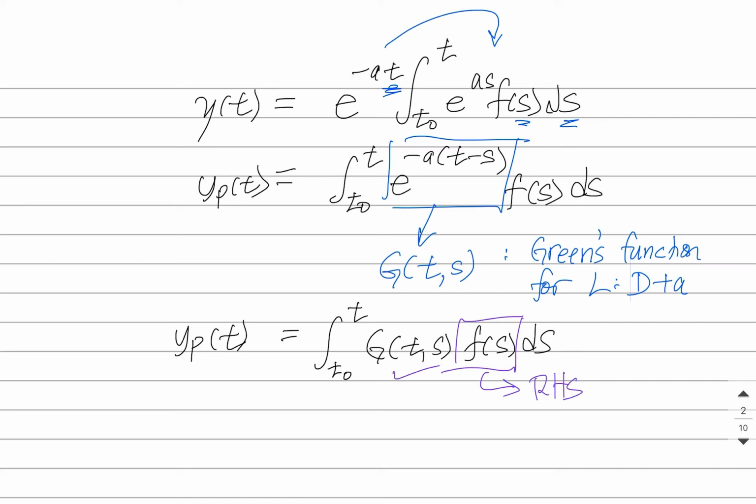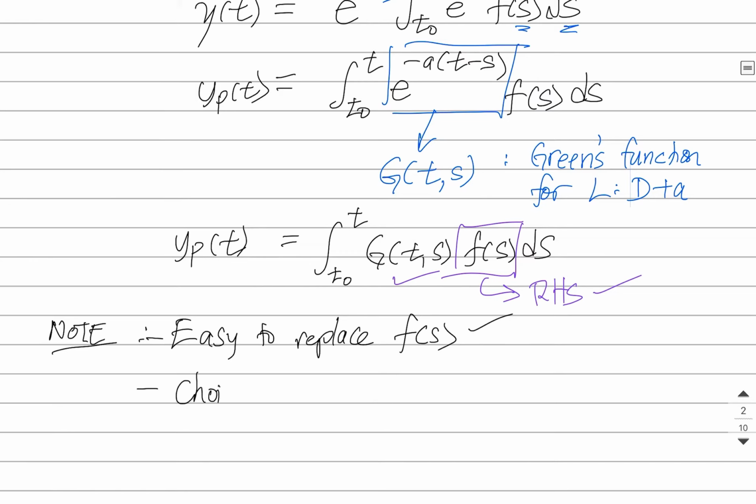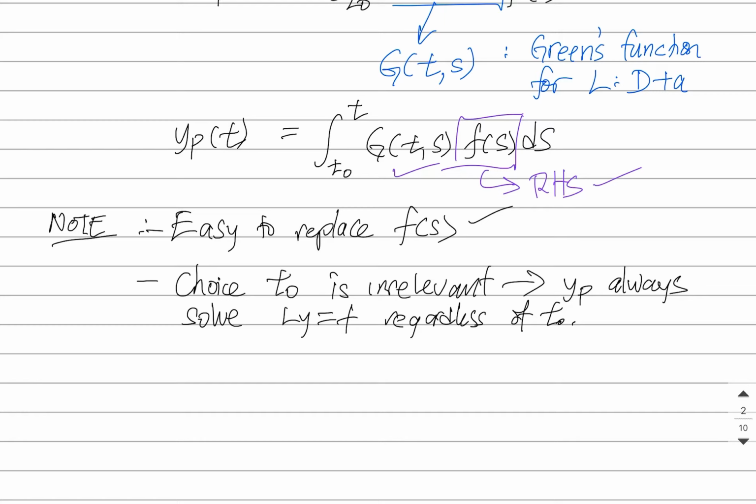So once I've determined the Green's function, all I then need to do is plug in the right-hand side, find the antiderivative, and I'm done. I have come up with a particular solution. If I want to switch the right-hand side, no problem. I just plug it back into this integral, I integrate again, and I'm done. And note, the choice of t0 is irrelevant. You will always still solve the problem regardless of this choice. This seems like a nice, convenient thing to do.